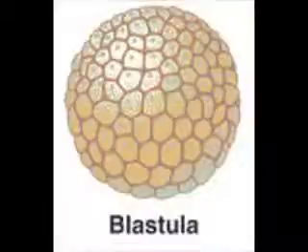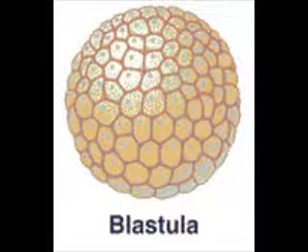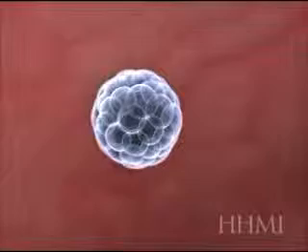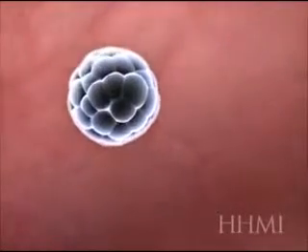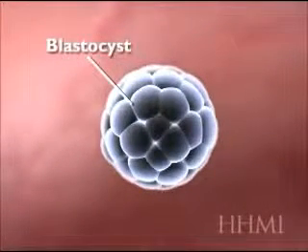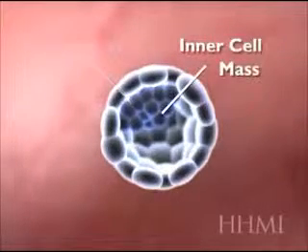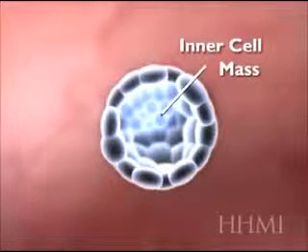The resulting stage is the blastula. All of the blastomeres create a sphere with a fluid-filled cavity inside, known as the blastocoel. Another form of the final stage is the blastocyst, which applies to mammals. In these blastocysts, there are inner cell masses that eventually transform into an embryo.